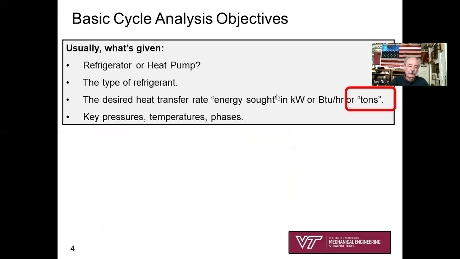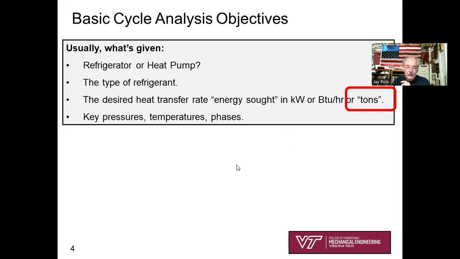Usually, when you're asked to do a refrigeration or heat pump cycle analysis, what's given to you? Well, one, of course, is that it's either going to be a refrigerator objective or a heat pump objective. You're generally going to be given the type of refrigerant, which enables you to know which tables to go to in the back of the book or in the property tables.